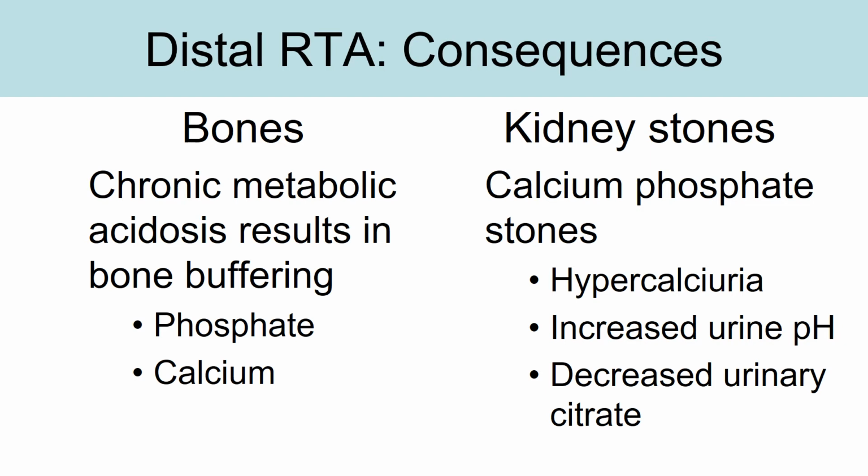It leads to a lot of buffering in the bone, phosphate and calcium reabsorption. This leads to a chronic hypercalciuria with a low urine citrate levels, and the persistently high calcium, low urine citrate, and an increased urine pH is the reason why you develop severe stone or nephrocalcinosis in patients with distal RTA.